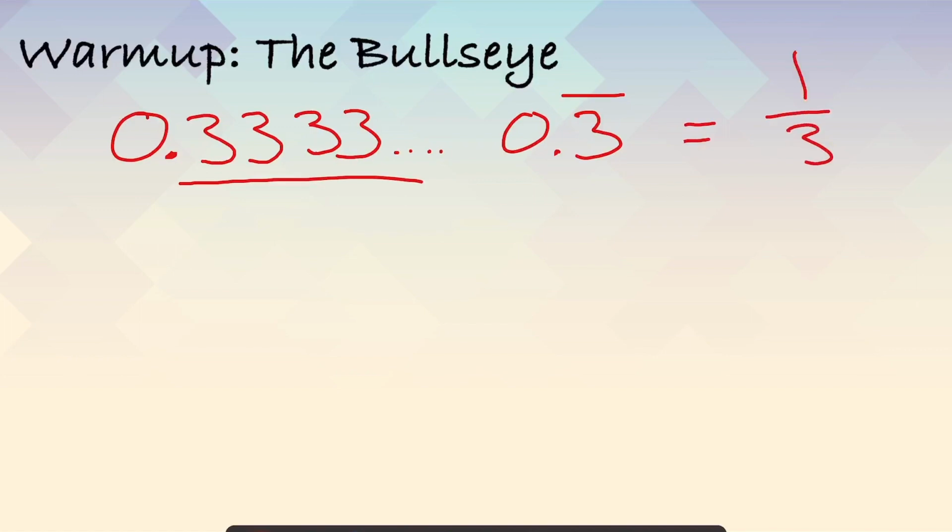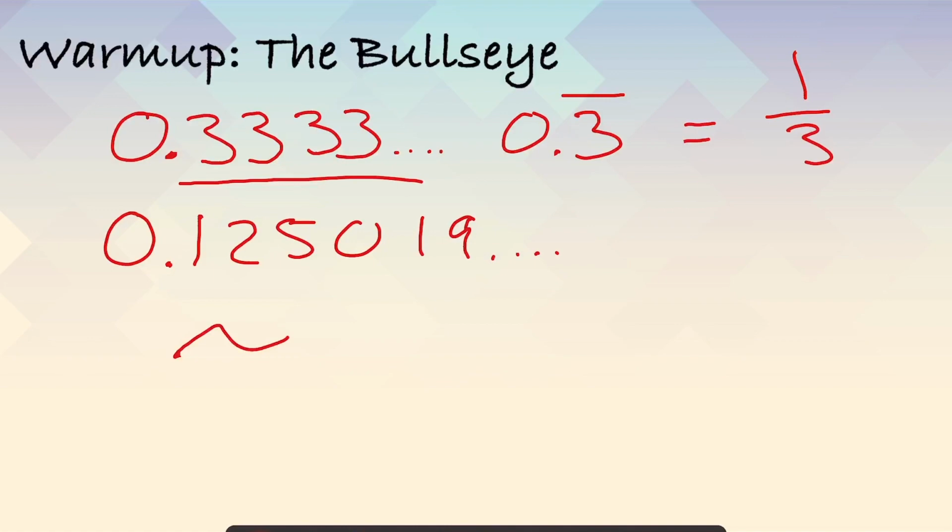Where we can't have a rational number is when we have an infinite decimal that doesn't repeat. It just goes on and on and on forever. There's no fraction we can create. So for example, the number pi, and there's another number called e.